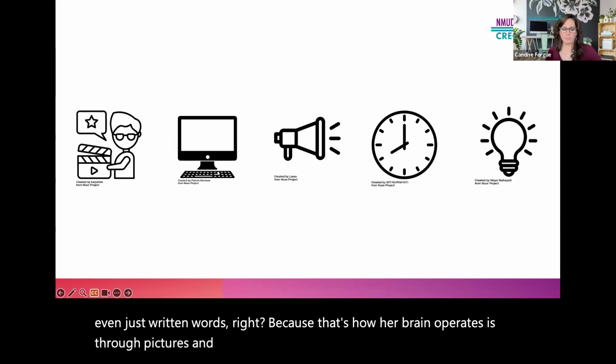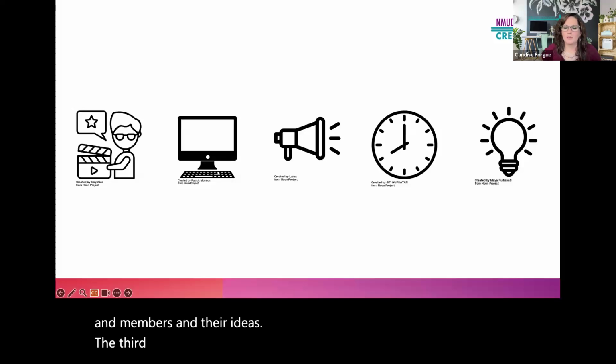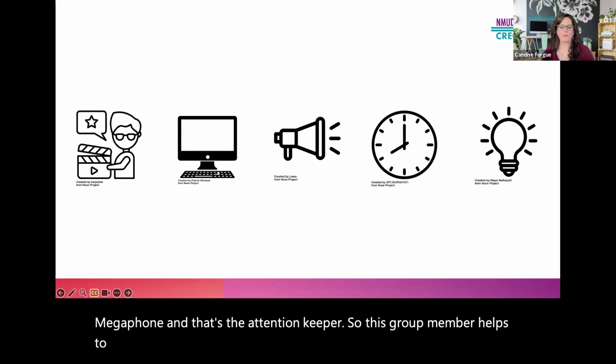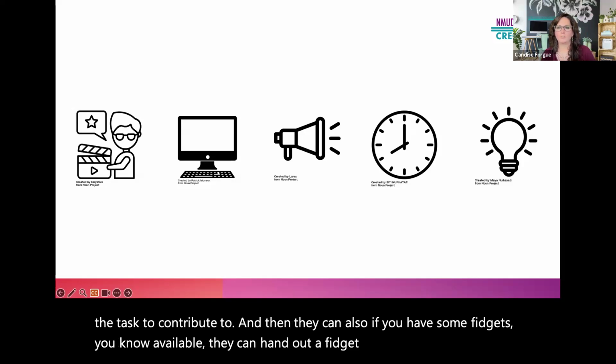And then they also listen to the other groups and members and their ideas. The third one is the megaphone, and that's the attention keeper. So this group member helps to keep everyone in the group on task, make sure everyone has a part in the task to contribute to. And then they can also, if you have some fidgets available, hand out a fidget and help students stay focused in other ways.